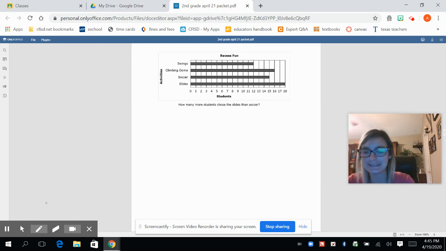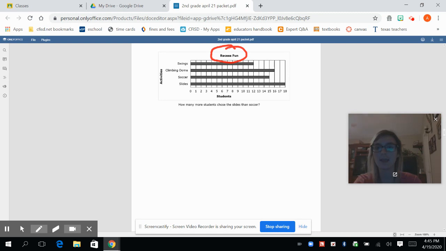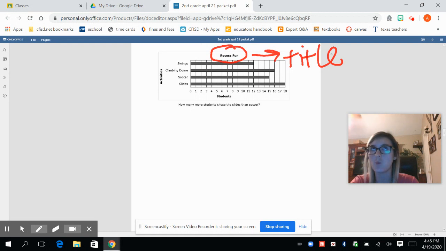Today we're going to talk about graphs. On my screen, you can see a graph we're going to read, and I'm going to help you with this one. If you notice on the top here, it says recess fun. We like to call that the title of the graph. That kind of tells us what the graph is about. So the whole graph is going to be about recess fun.